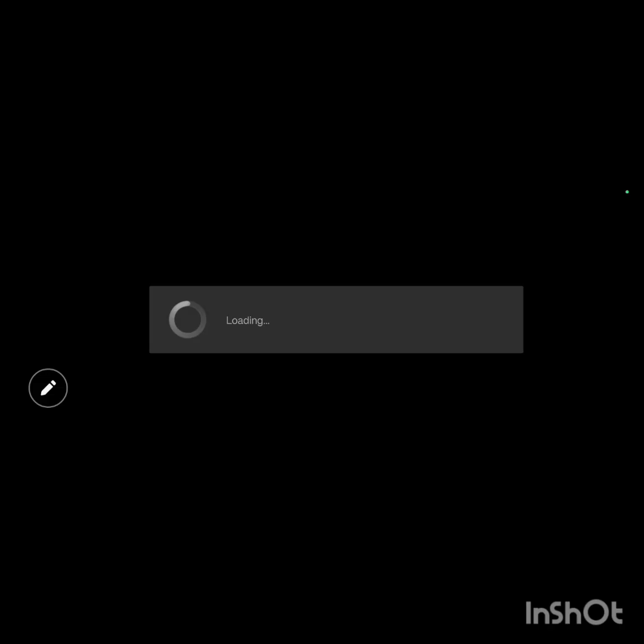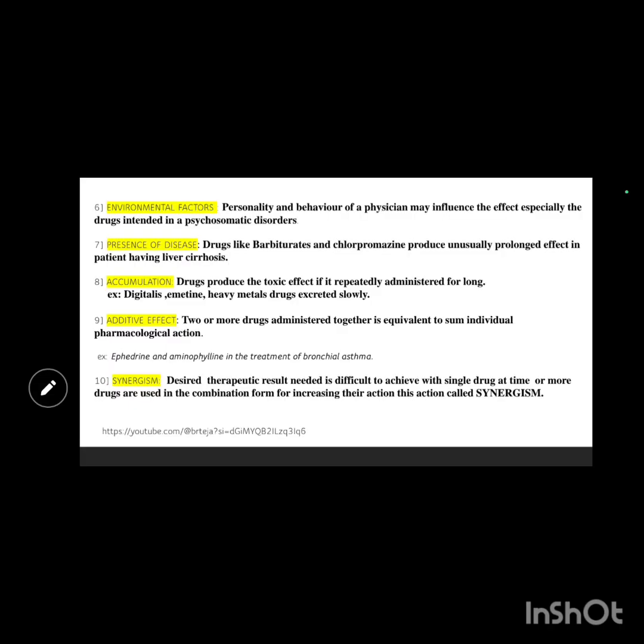Next, environmental factors. The personality and behavior of the patient may influence the effect of drugs, especially in psychosomatic disorders, right? Females are more emotional than males and require less dose of such drugs. Placebos are dosage forms that resemble the actual medicament in physical properties and are known to produce therapeutic benefit in diseases like angina pectoris and bronchial asthma.